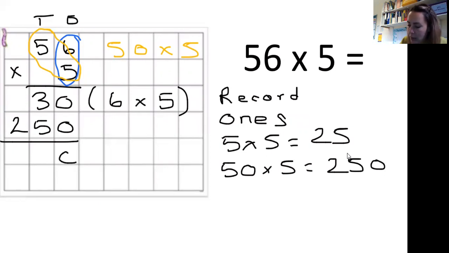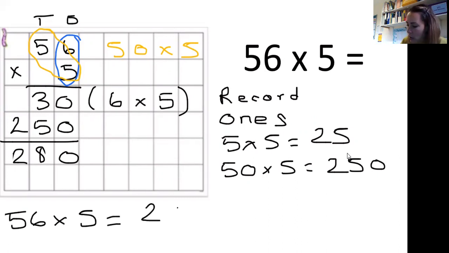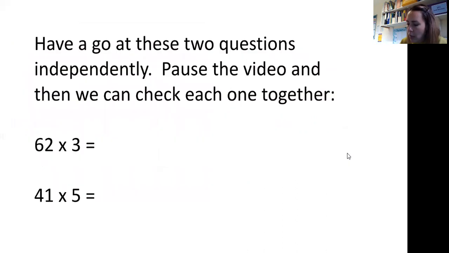0 add 0 is 0, 5 add 3 is 8, and 2 add nothing is 200. So I know that 56 times 5 is 280. Now have a go at these two questions independently, pause the video, and then we can check each one together afterwards. So we've got 62 times 3, and then we're going to have a look at 41 times 5. So pause the video, and then we will move on and have a look at those together.